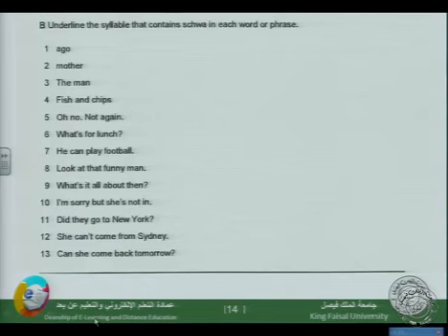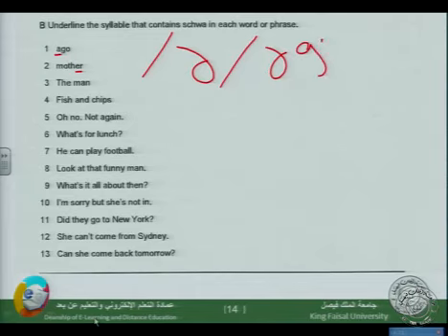So here we need to underline the syllables that contain schwa in each word or phrase. Like ago, ماذا. هذه شوا، بتتذكر الشوا هيك شكلها، يعني ago تكتب هكذا ago شوا أو. ماذا ذا.